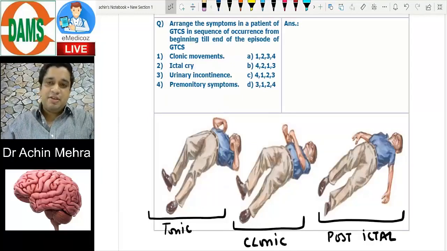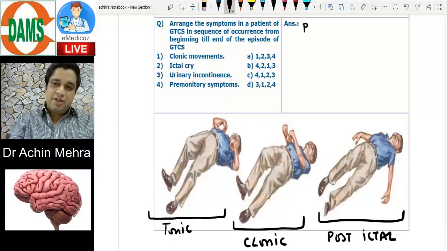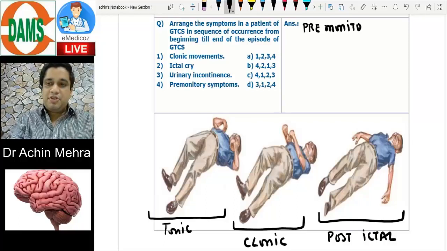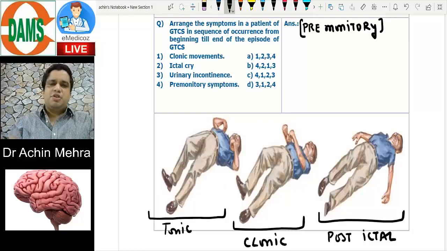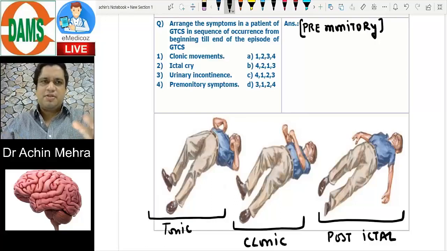Now if you connect everything together, first of all, in a patient of GTCS there is a premonitory symptom. Got it? My patient will have some kind of abdominal pain, nausea or palpitation, which you can write as the word prodrome, but not always as aura, because aura is more typical in a patient of focal seizure, not generalized seizure. So there can be a prodrome or premonitory stage, which can be a vague abdominal pain or any other autonomic symptom even.